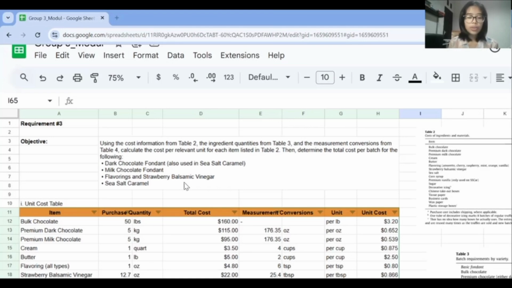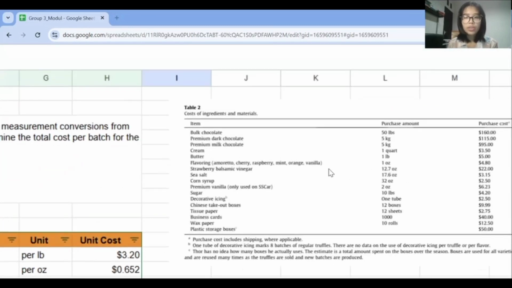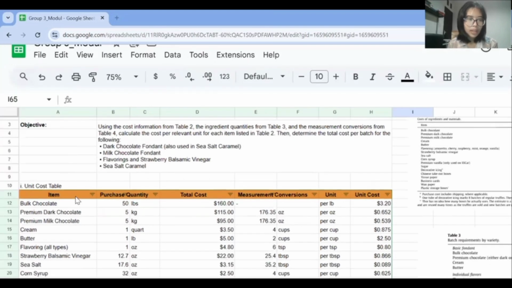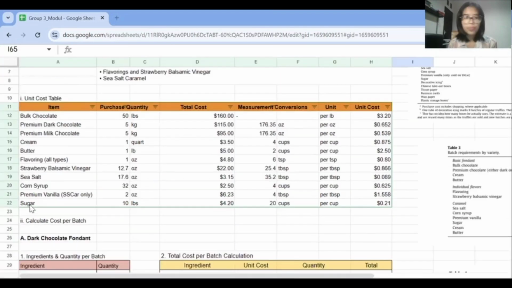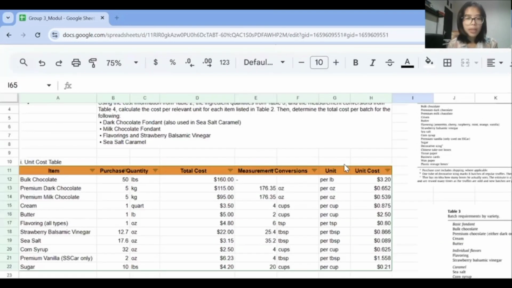So the first thing we need to do is make a unit cost table. How to make it? We need to calculate the cost per relevant unit for each item listed in table 2. Here is table 2. So here we need to write down all of the relevant items, which I've already written down, from bulk chocolate to sugar. We need to write down the item, the purchase quantity, and the total cost, and we know it from table 2, of course. We just copy it from that.